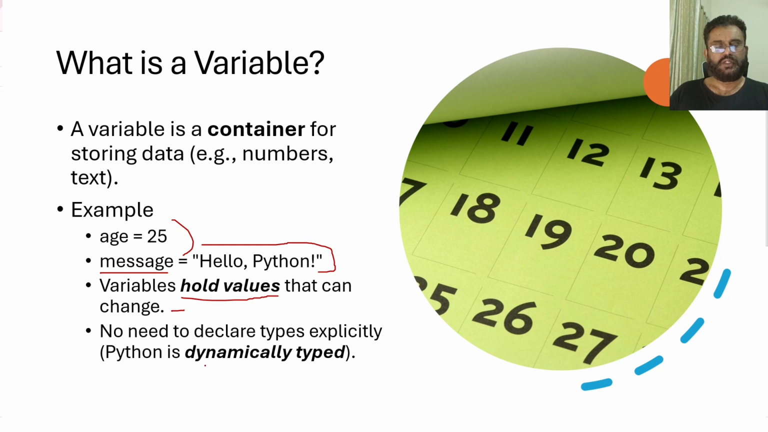So because Python is dynamically typed, what does it mean? I don't have to write int before age as I have to do in Java, or for example in C++. Similarly, I don't have to declare the variable message to be of type string like I might have to do in other programming languages.